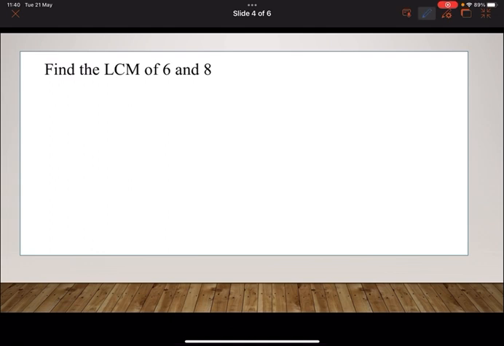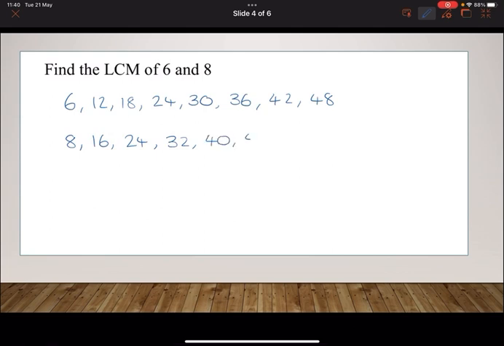Okay, so I'm going to start by writing out some multiples of 6. So I'm going to keep going just for a little while until I'm happy with my list. And then I'm going to do the same for 8. So remember, you're just writing out the times table for this number. Okay, so keep going until you're happy.